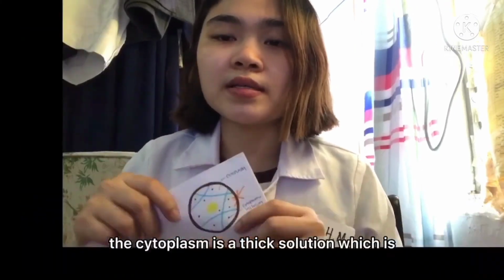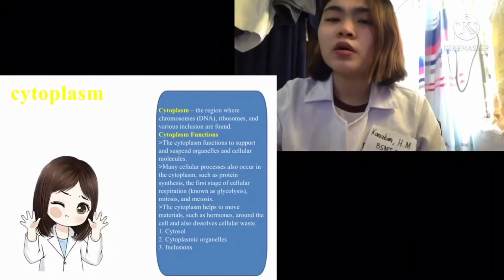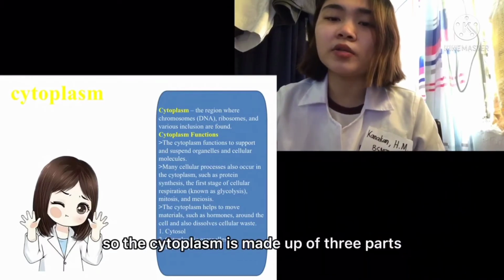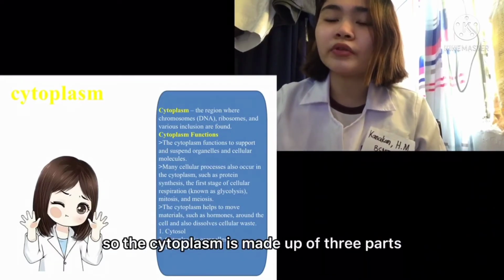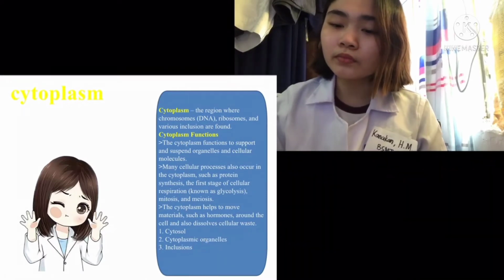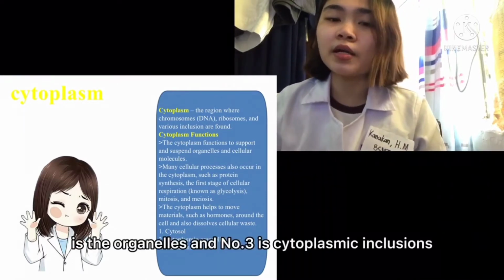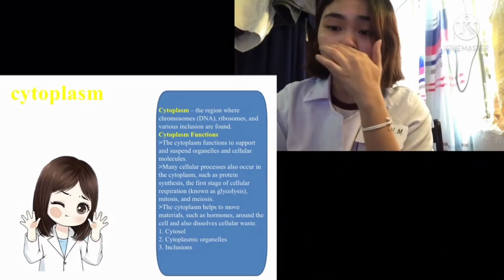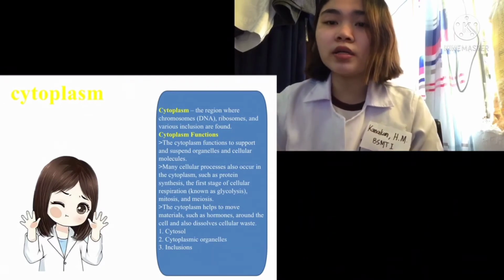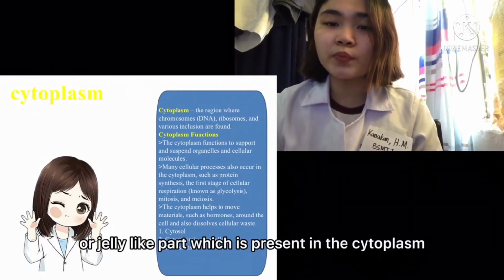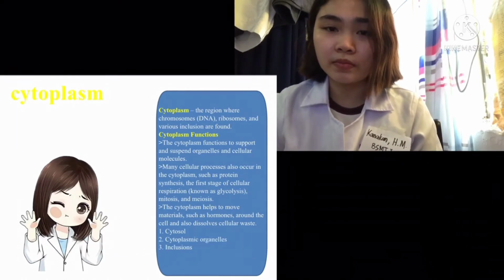So cytoplasm is a thick solution which is 80% water and is colorless. So the cytoplasm is made up of three parts. Number one is the cytosol. Number two is the organelles, and number three is cytoplasmic inclusion. So cytosol is actually the gel or jelly-like part which is present in the cytoplasm.